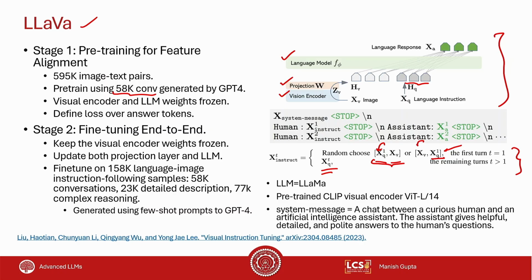So LLaVa, from an architecture perspective, is super simple. You have an image, pass it through a frozen image encoder. You have text, pass it through a frozen LLM, but prepend it with the image tokens. That's basically that.